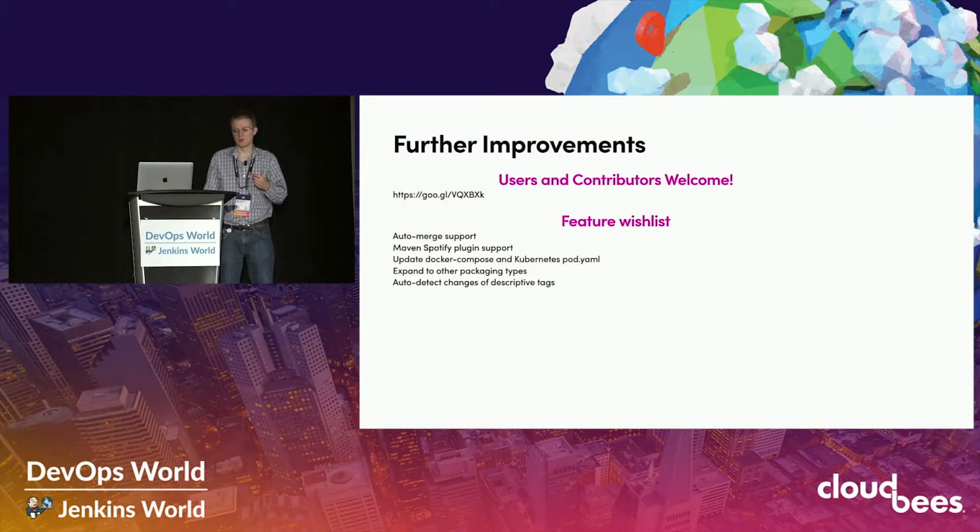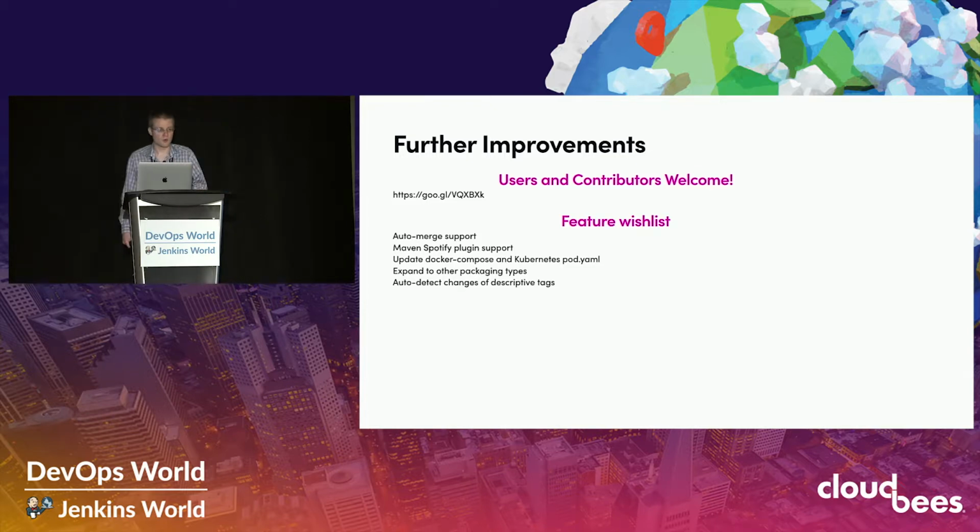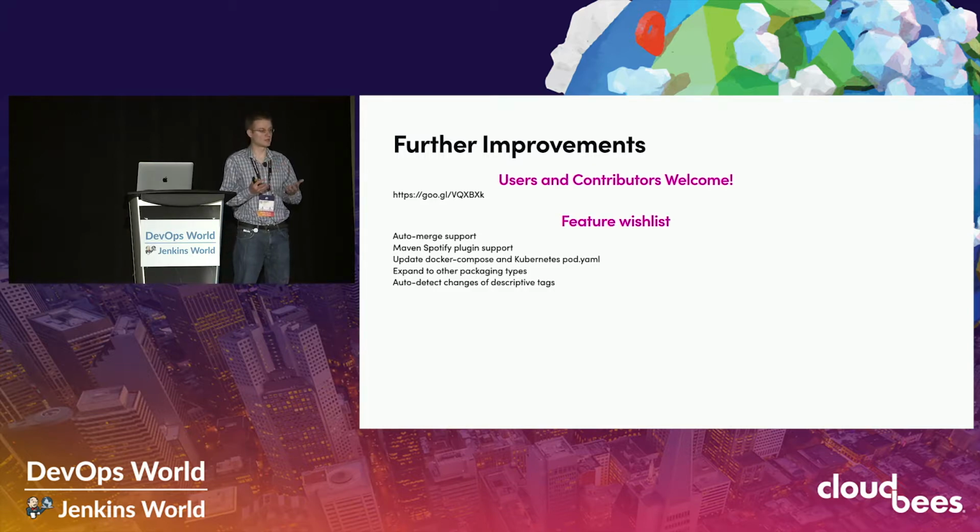Here's another link to Dockerfile image update. Users and contributors are more than welcome to check it out, contribute, use it. If you know of tooling that does this better, please let us know. We're always looking for ways to improve. Some of the things that are on the roadmap, wish list items, are auto-merge support, and supporting declarative formats for Docker images other than Dockerfiles would be nice. For example, some developers like to declare their Docker images with Maven.